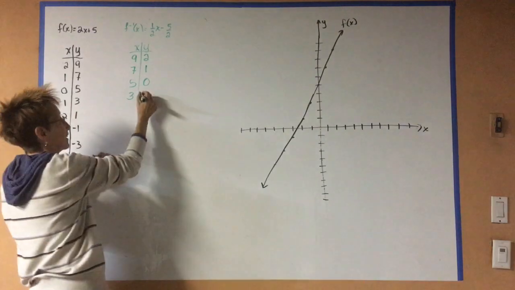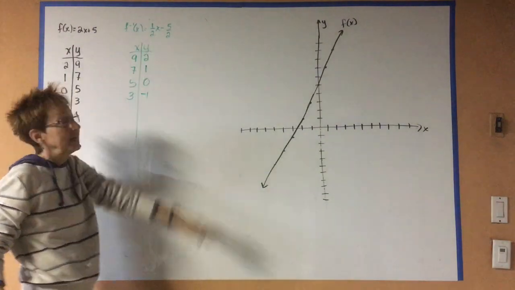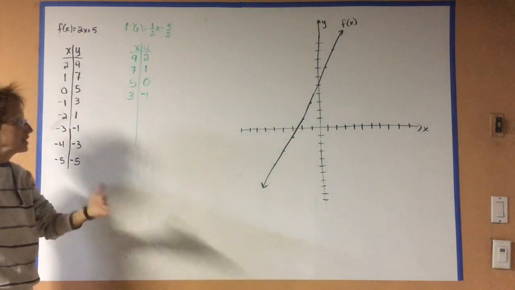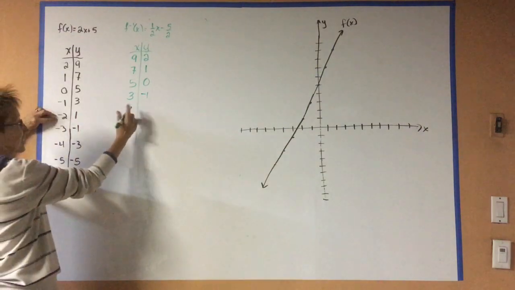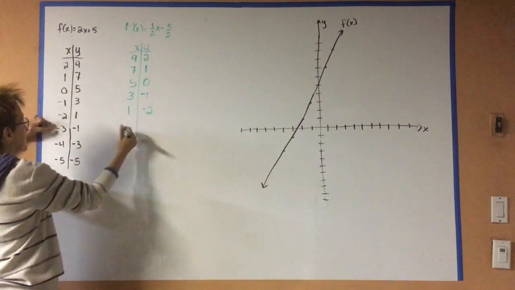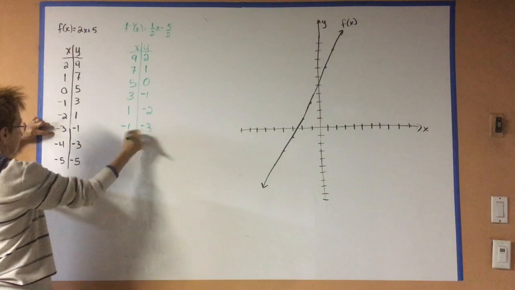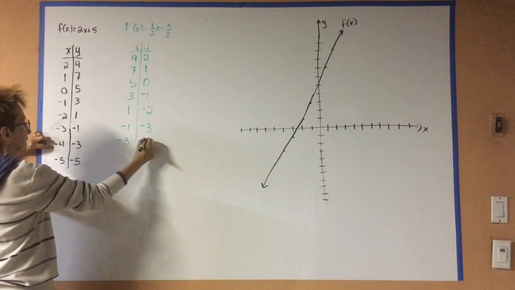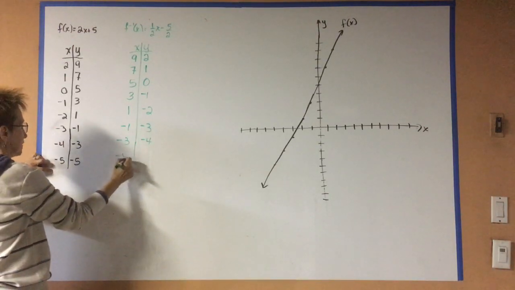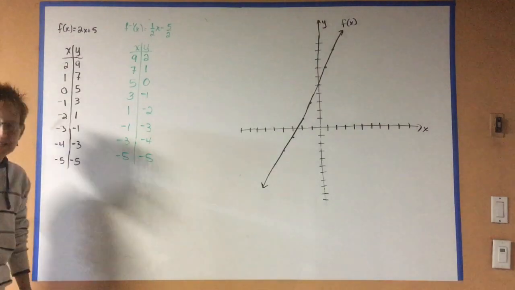I think it's going to be -1. If I put 3 in there, 3 halves minus 5 halves is -2 halves, which is -1. And in fact, the next ordered pair would be 1, -2. And the next one would be -1, -3. And the next one would be -3, -4. And the next one would be -5, -5, etc.